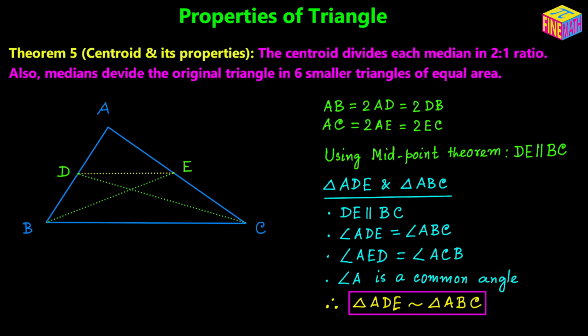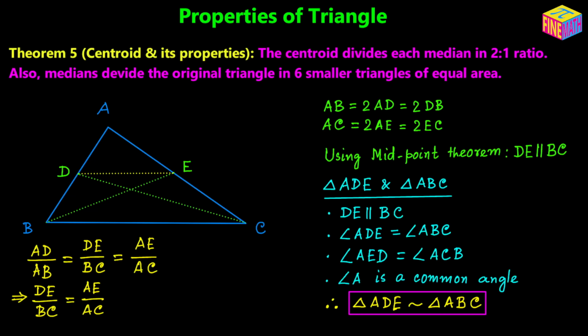Now that we have proved that those two triangles are similar, the ratio of their corresponding sides will be equal. So here I have noted that AD over AB is equal to DE over BC is equal to AE over AC. That's the ratio of the corresponding sides, they will be equal. So from here we can say that DE over BC is equal to AE over AC, and that is equal to AE over 2 times AE because AC is 2 times AE, and that will be equal to 1/2.